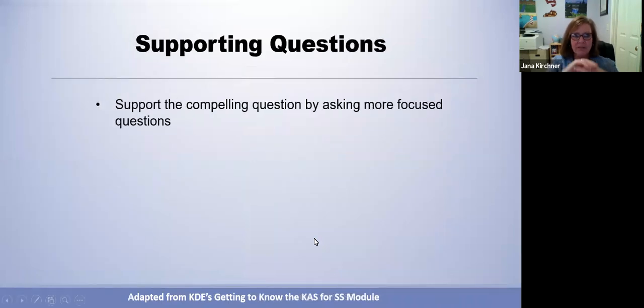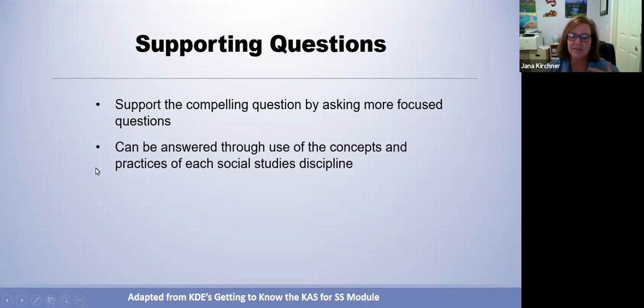And supporting questions then, if we have this big, broad, compelling question that's guiding our unit, supporting questions are more narrow, more focused. They are what I call the scaffolds that support the compelling question. Because if we had that compelling question, how does where we live affect how we live? We're really going to have to break that down into smaller parts to help students manage that content. So they're more focused. They might guide a lesson instead of the whole unit. So they can be answered through concepts and practices of the disciplines. It might be we focus on that question from an economics point of view in our lesson today, or a geography point of view in our lesson today.